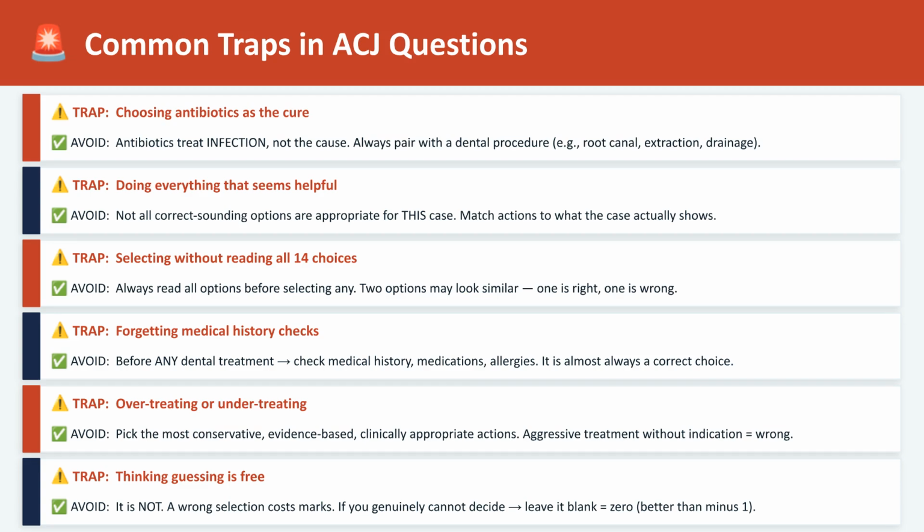Beware of common traps. Do not choose antibiotics as the cure alone. Avoid doing everything that seems helpful if it is not specifically indicated for the case. Always read all 14 choices. Never forget medical history checks, and avoid over or under treating. Lastly, do not guess, as negative marking applies.